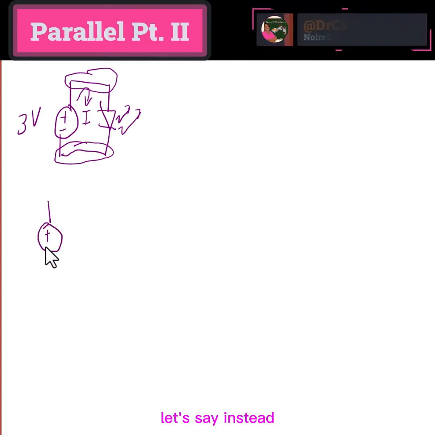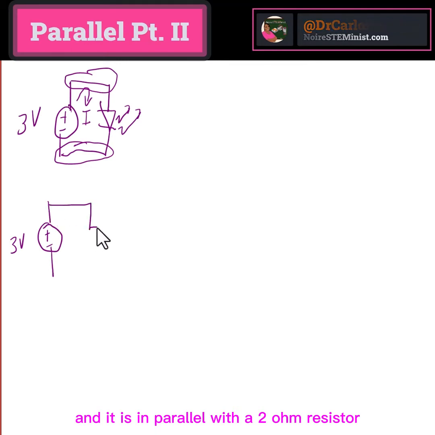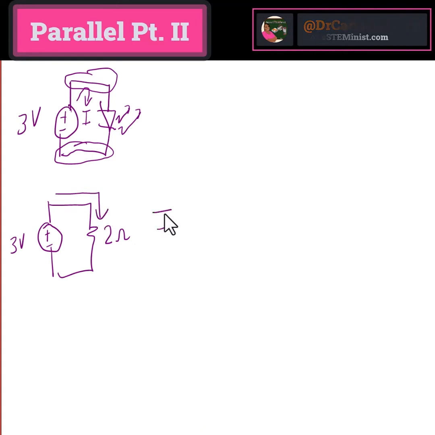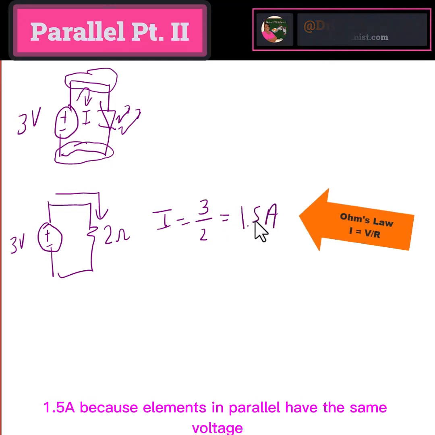Let's say instead you have a 3-volt battery and it is in parallel with a 2 ohm resistor. Then the current through that resistor would be equal to 3 divided by 2, that's Ohm's law, or 1.5 amps, because elements in parallel have the same voltage.